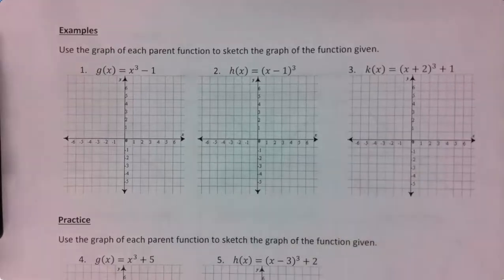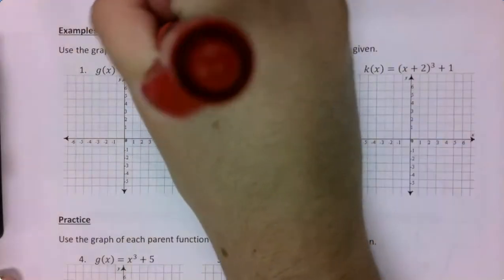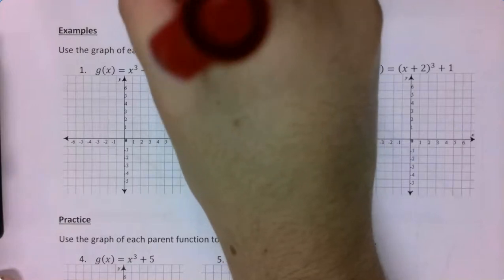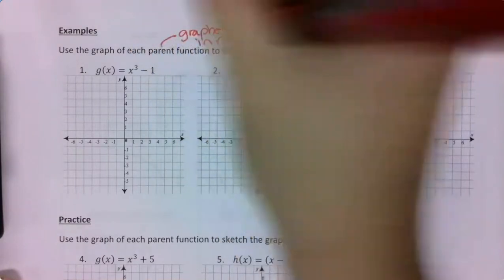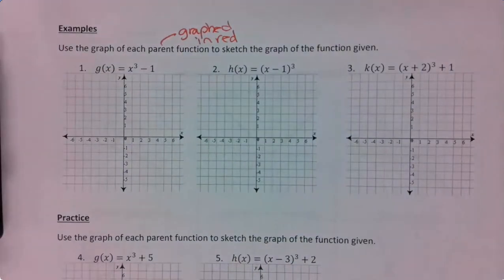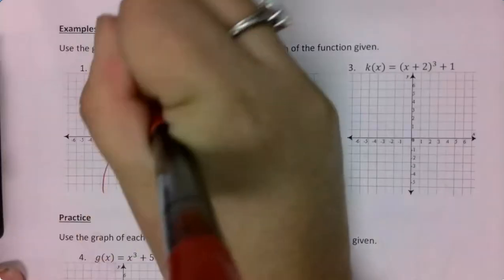Okay, so on numbers 1 through 3, it wants me to use the parent function to sketch the graph of the function given. I'm going to graph my parent function in red. And I'm just sketching, so it doesn't need to be precise. So a cubic function is lower on the left side, higher on the right. It kind of looks like this.